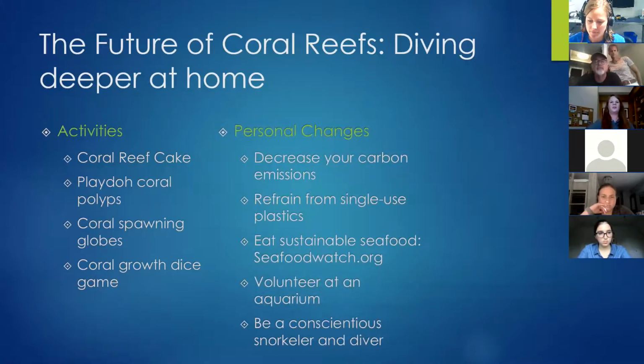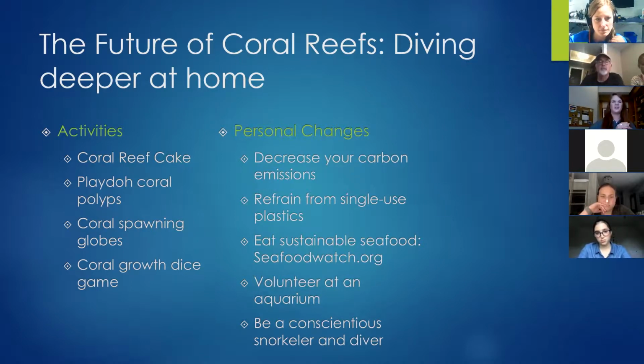Things you can do in your own life. Decrease your carbon emissions is a big one. This is things like using alternative forms of transportation, biking, carpooling. An easy one is turning off lights while you're not using them, just flipping a switch. Supporting renewable energy like solar, or supporting sustainable businesses like secondhand clothing stores.